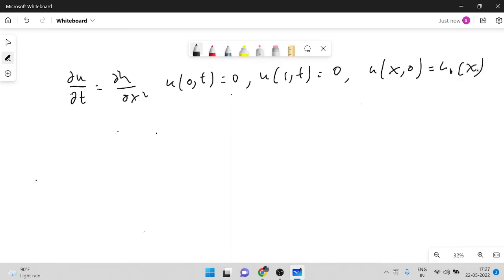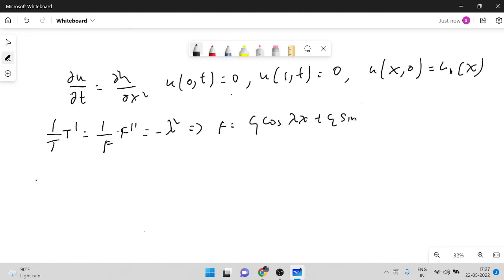Some initial conditions. So what's our trick? We do the variable separation method. 1 by T dash equals 1 by F into F double dash, which we equate to minus lambda square. This implies F equals C1 cos lambda x plus C2 sin lambda x.